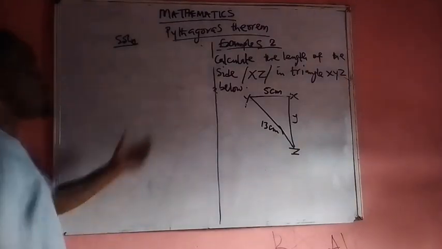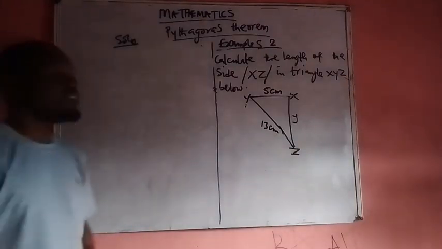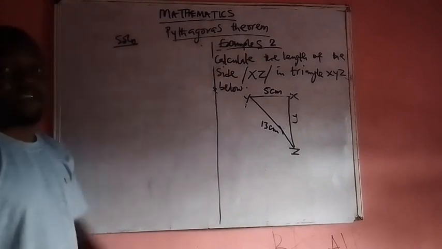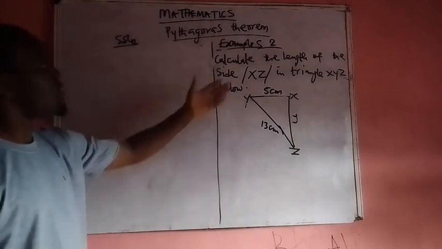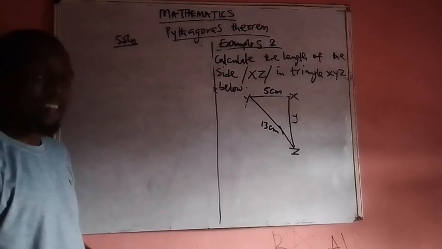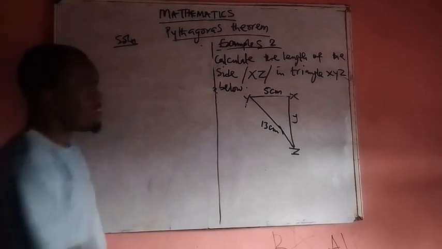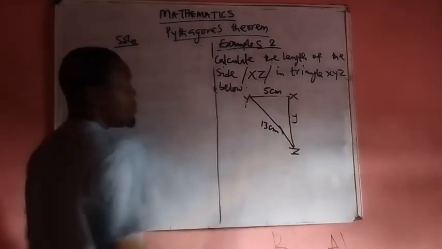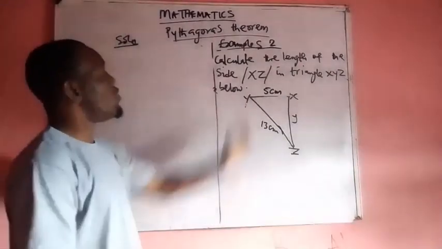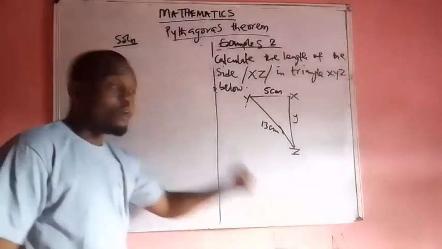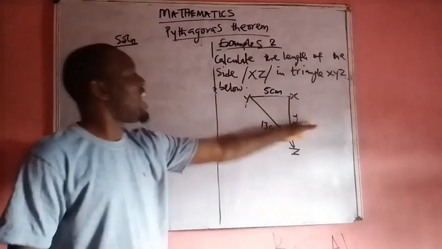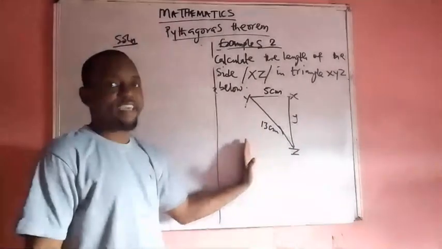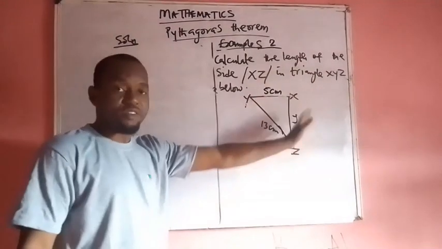Alright, quickly, we are going to be looking at another example of the same Pythagoras theorem. Now, in this question, it says calculate the length of the side XZ. Where is our XZ? Remember, in the example one we did, we were looking for the longest side. But this time, we are not looking for the longest side. Among the other two sides, we are looking for one of the sides.